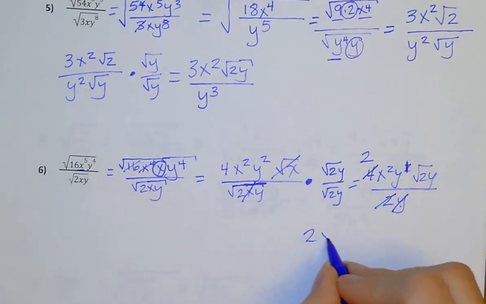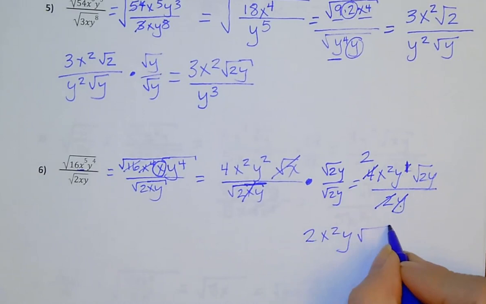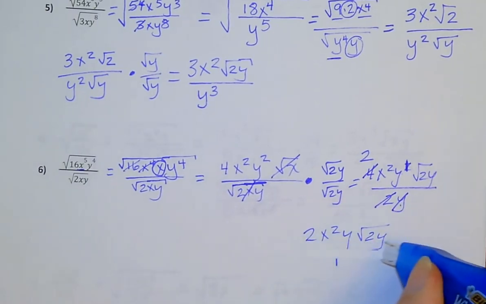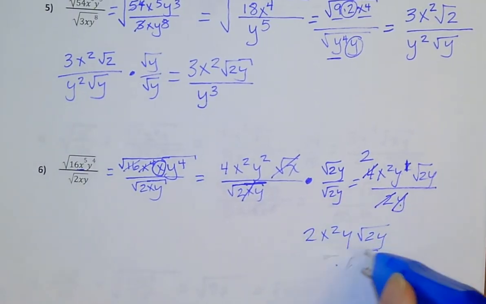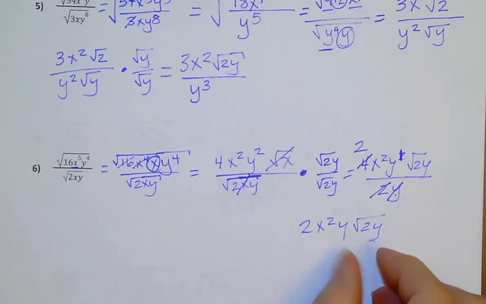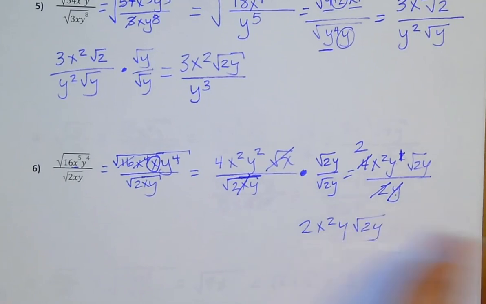Okay, 2x squared y times the square root of 2y all over 1. And I don't even need all over 1, do I? Because that's just a little extra writing that we don't even need to have. Come on, little white tape. Okay. Poof. Go away.